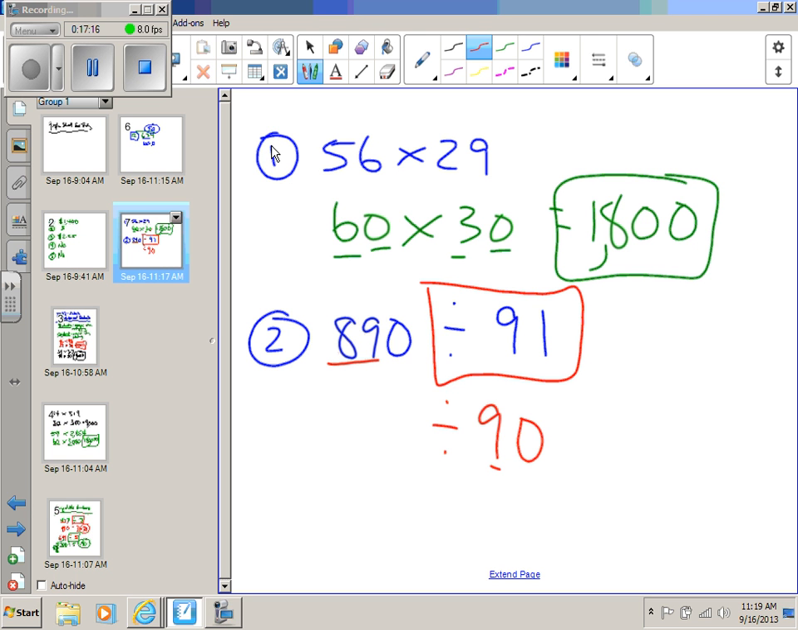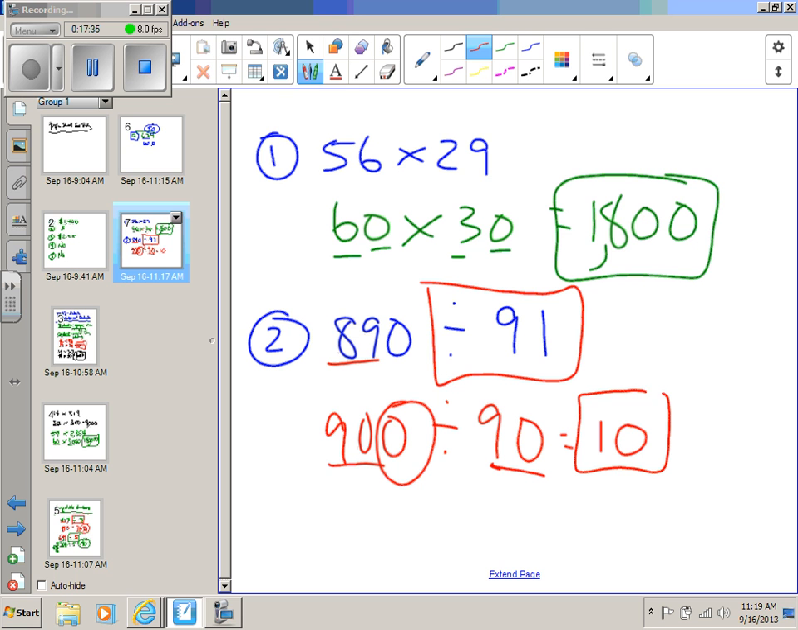It's 90. So we'll make that a 90 with the extra 0. Okay. Now, 90 into 90, how many times? Once. And I've got this leftover 0 here, so that would make it 10.